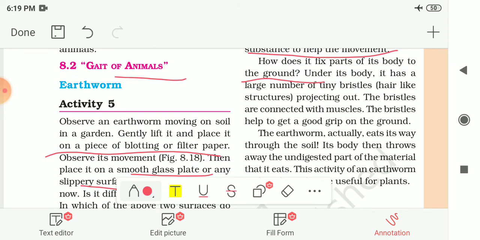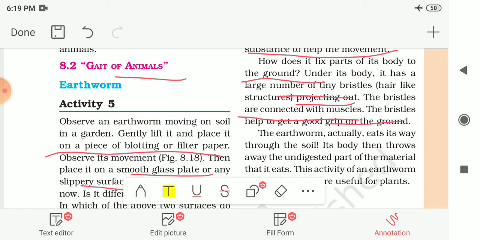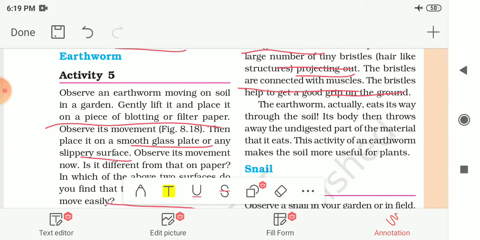Under its body it has a large number of tiny bristles, or hair-like structures, which are projecting out, and these bristles are connected with the muscles. The bristles help to get a good grip on the ground. Because of these bristles the earthworm can hold the ground.